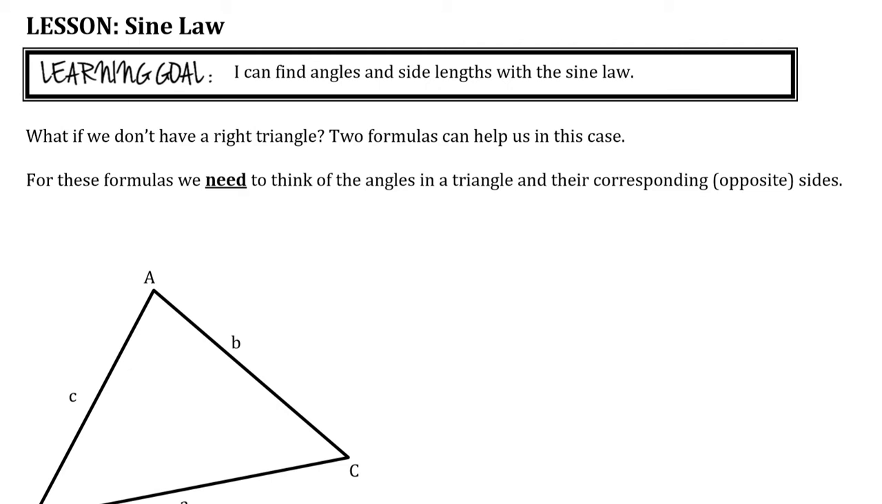People always ask, what about a tangent law? Well, you could come up with a tangent law, but we don't need it because sine law and cosine law are simpler than any tangent law, and they can find everything. So we just really use those two, okay?